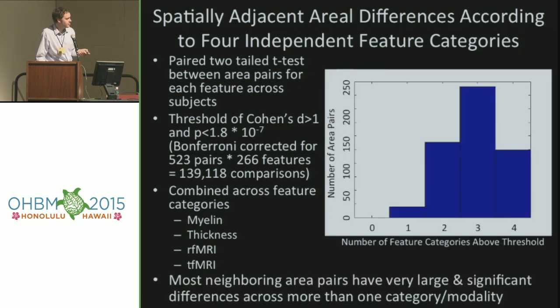So most neighboring area pairs have very large and significant differences across more than one category or modality. So we have plenty that are different across all 4, quite a few that are different across all 3, and not really that many that are only different across one modality.